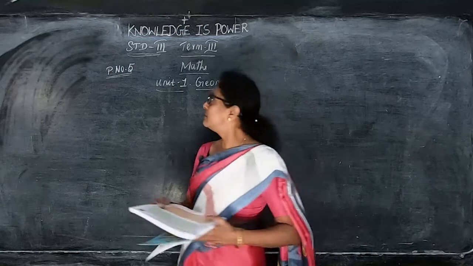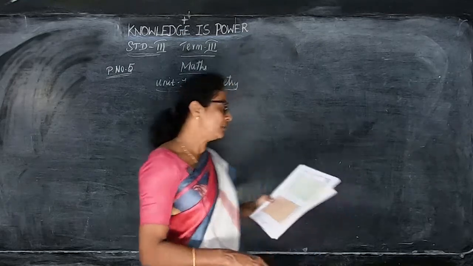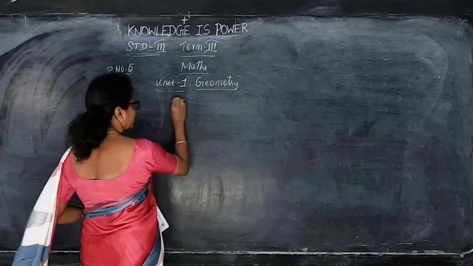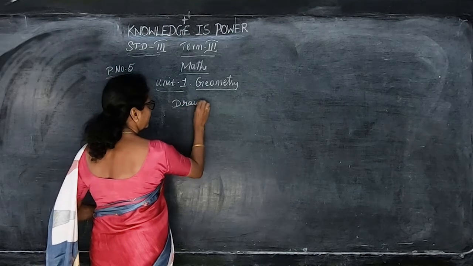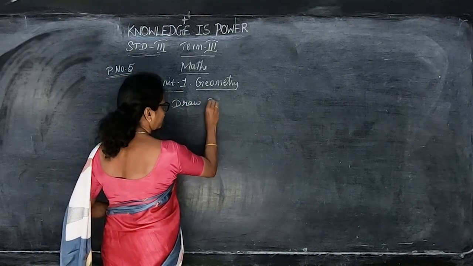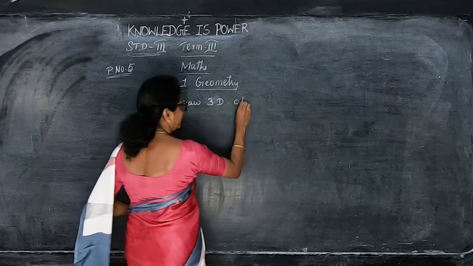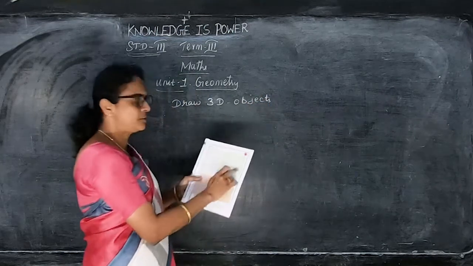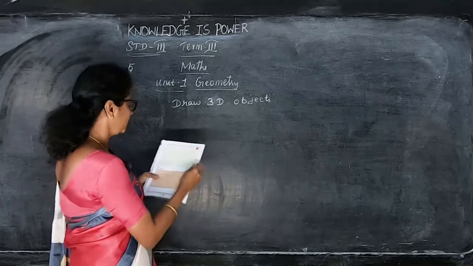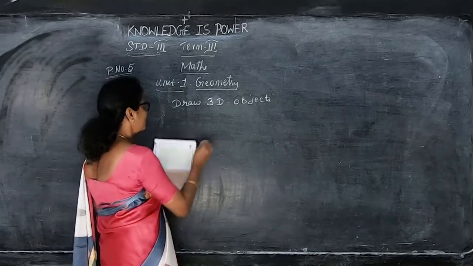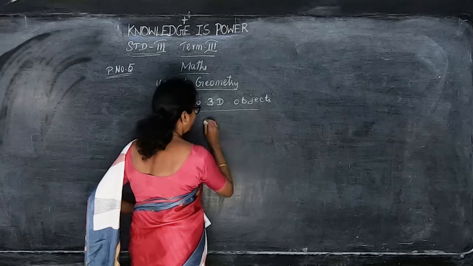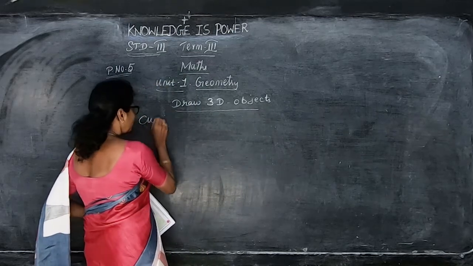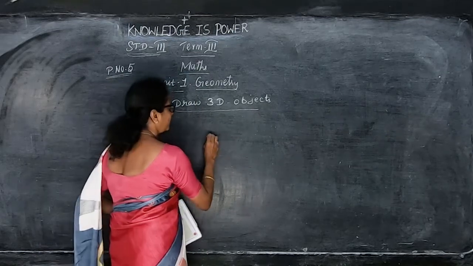Now we are going to see page number 5. You have to draw the 3D objects. Draw 3D objects. So they are given the dots in your book. Without dots also you can do. They are given the dots, 3 dots for square. First we are going to draw a cube. So how to draw the cube 3D object by using the dots.